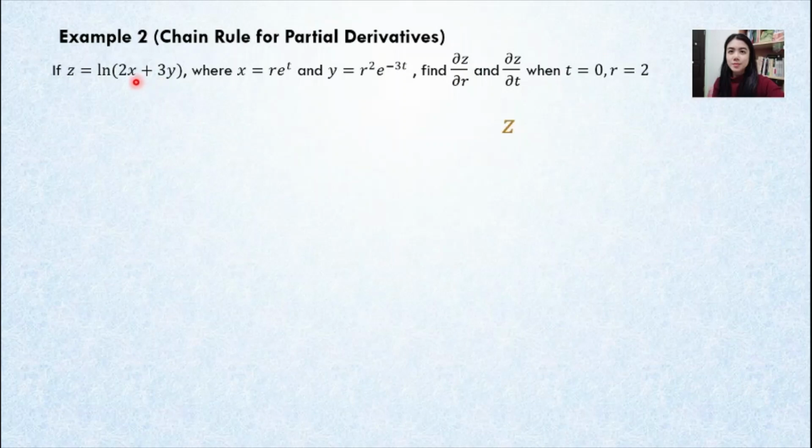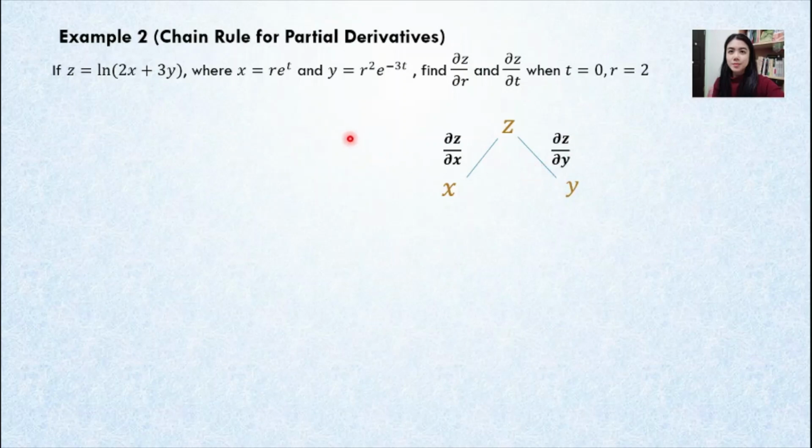Because inside the equation z you have x and y, you will have two branches. One ends with x, another one ends with y. Because you have two variables, it means that you're going to use partial derivatives. So you have ∂z/∂x, and this one gives you ∂z/∂y.